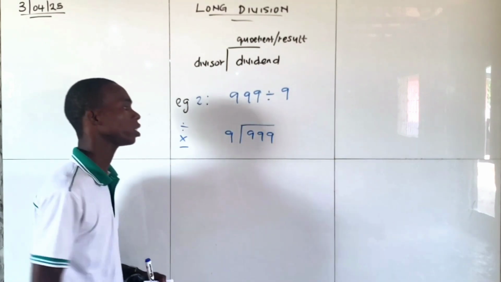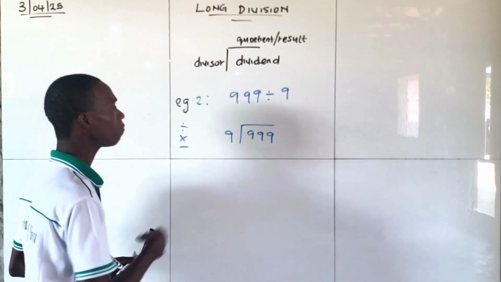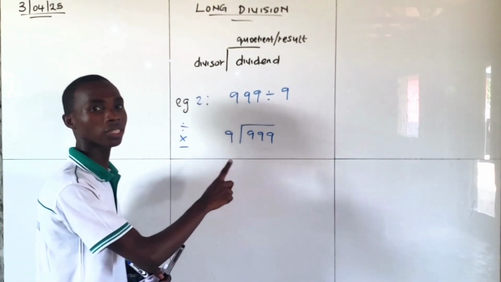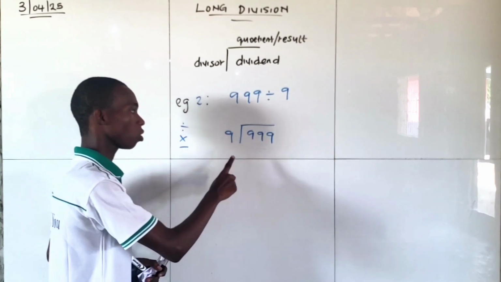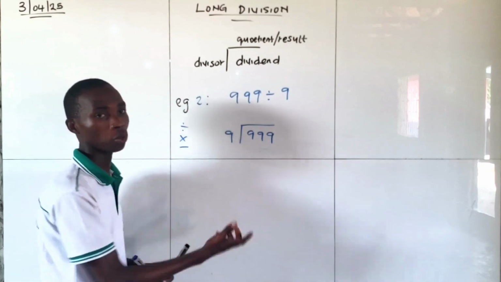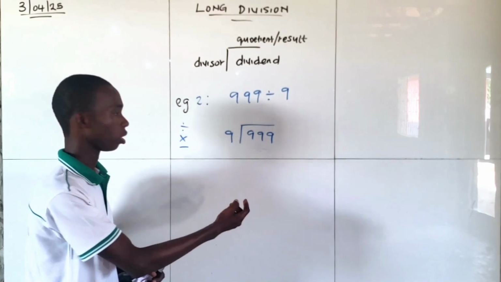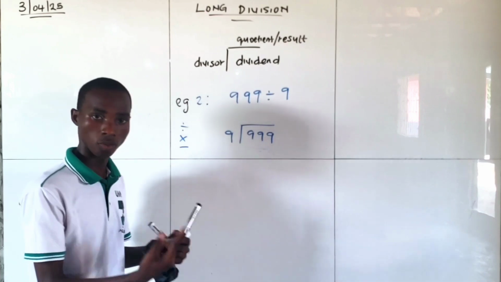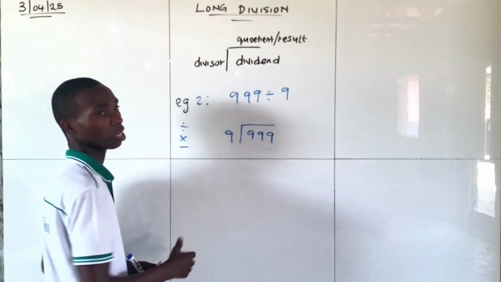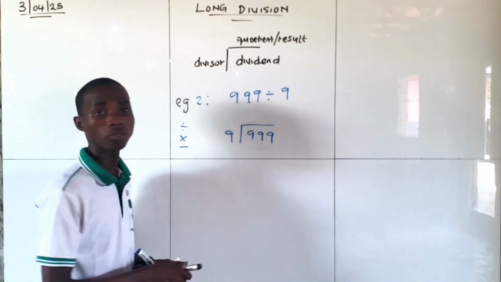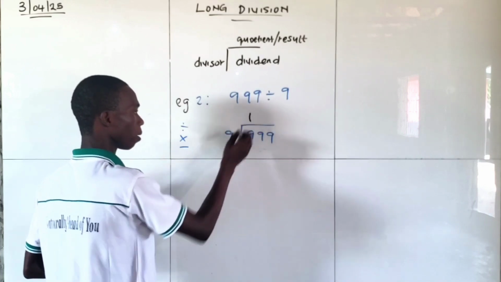Now, if we are solving this, I told you that if this divisor is greater than this one here, we cannot divide. We'll take a 2-digit number. But since they are the same number here, 9 can divide 9 and it will give us what? Just 1. So since they are the same, we can divide. So 9 divided by 9 will give us just 1. We'll put 1 up here.